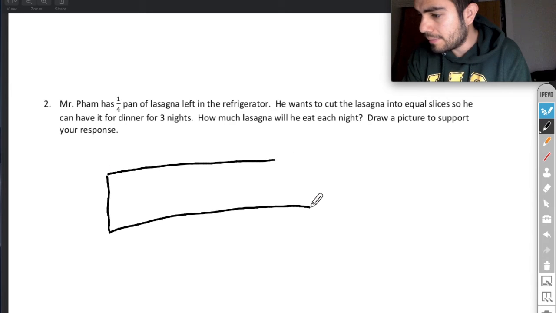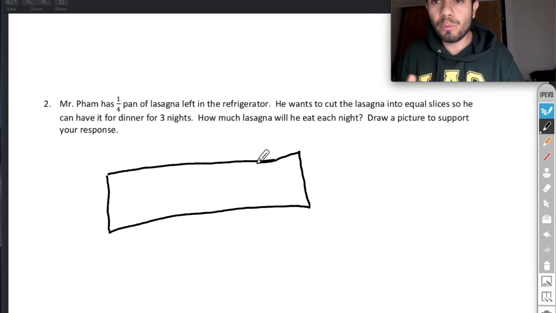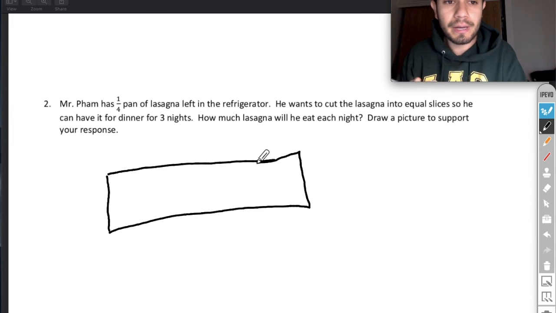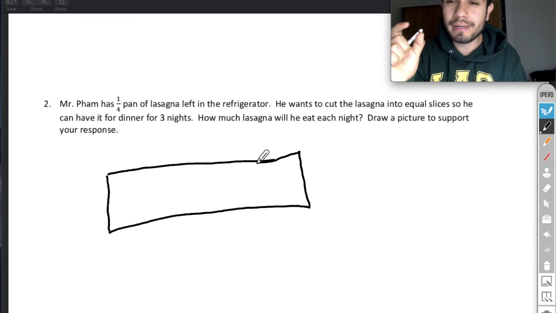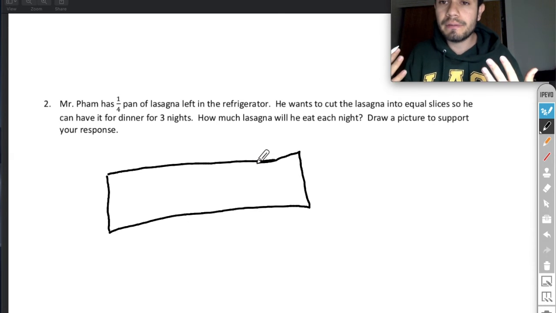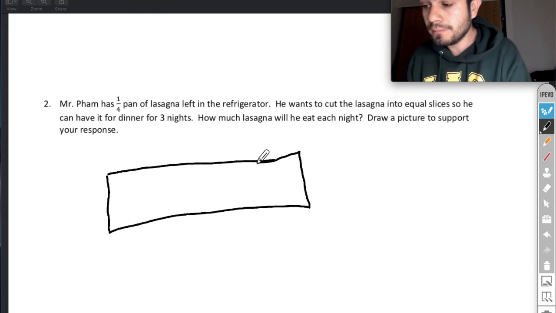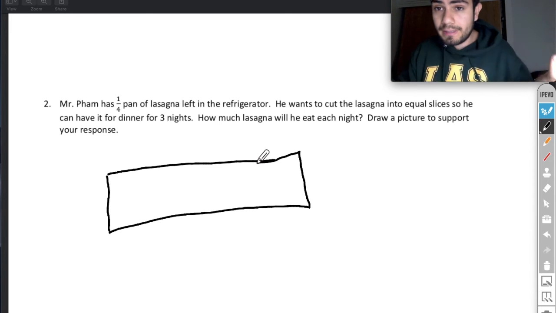Now, here's my tape diagram. Now at this point of the problem, you should ask yourself, well, what is my tape diagram going to represent? What are you trying to share? Okay. In the previous problem, we were trying to share the amount of little cakes that each person would get. So our tape diagram represented the amount of cakes. Now, in this problem, what we're trying to share is the amount of lasagna. So we're going to represent lasagna.